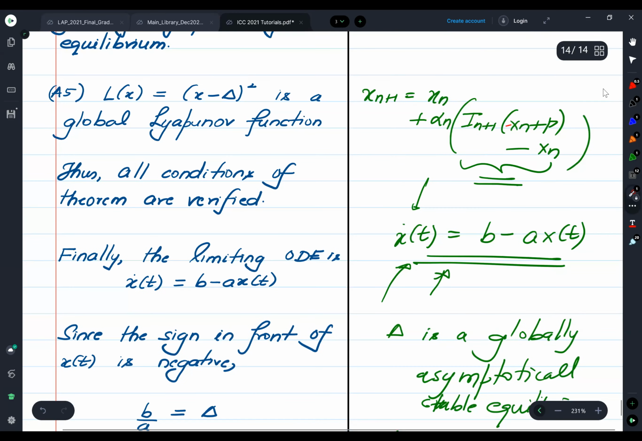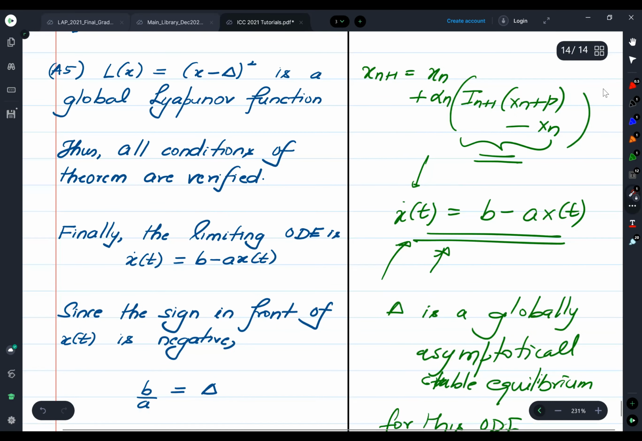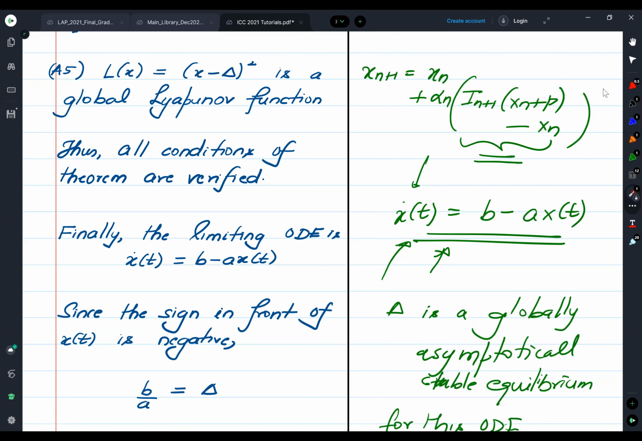So why did I choose such a form for this update rule? Well, the answer is that its limiting ODE is nice. In particular, the quantity that we wanted to estimate turns out to be the globally asymptotically stable equilibrium of this ODE, which means that whatever solution of this ODE you look at, it will always converge to delta. That's the reason this ODE is nice, and consequently this algorithm does the job for which it was designed.